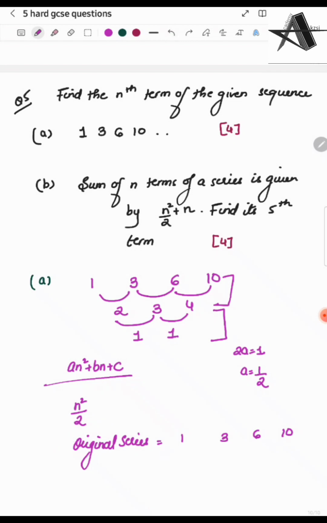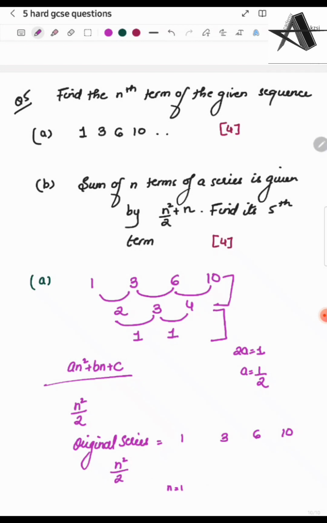See, the value of a changes from sequence to sequence. In this case, I get a as half, so it will be n squared by 2. Now I just need to put n equals 1. The value of a changes, but the format remains exactly the same. That means you have to write your original series and the series of n squared by 2. Even if it's 3n squared or n squared by 4, always write it here and always put n equals 1, 2, 3, 4.